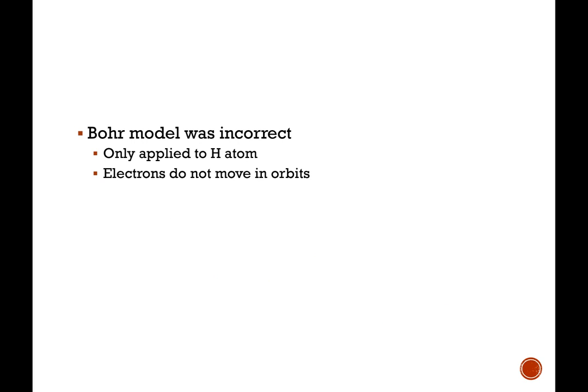The Bohr model, it turns out, is incorrect. Since he used hydrogen's emission spectrum to develop it, it turns out it only applies to hydrogen. We also, of course, know that electrons do not move in orbits. So what do they do?